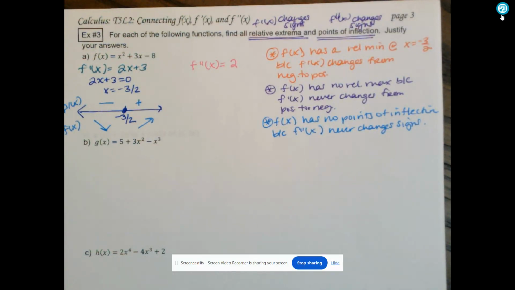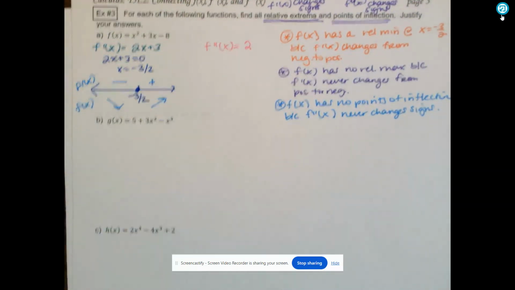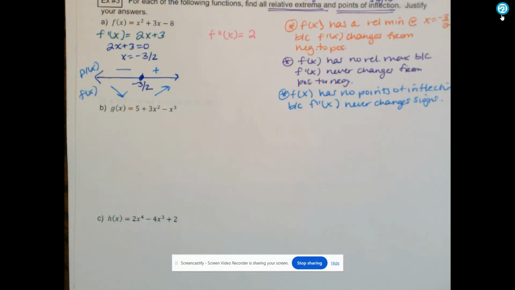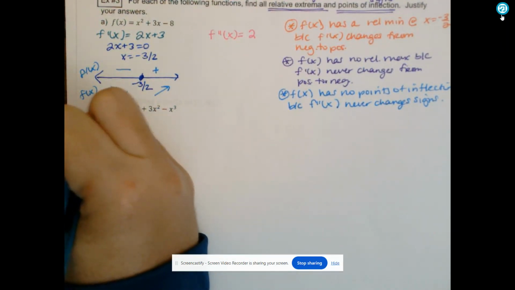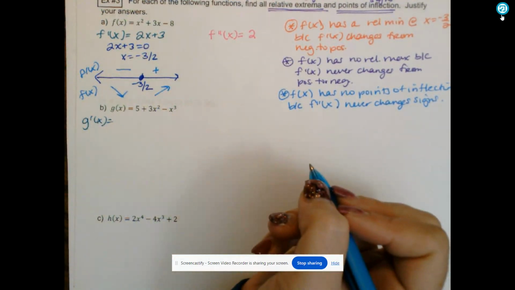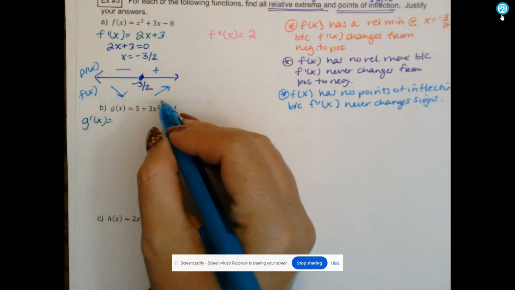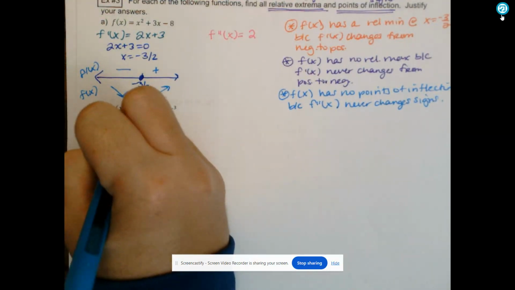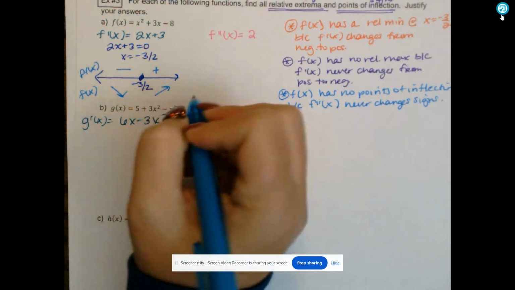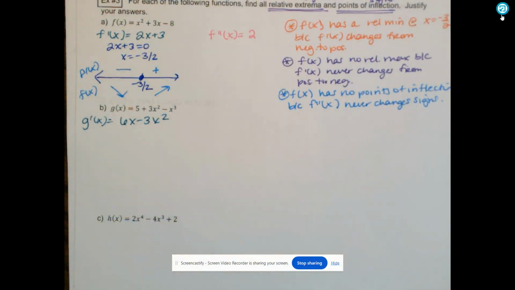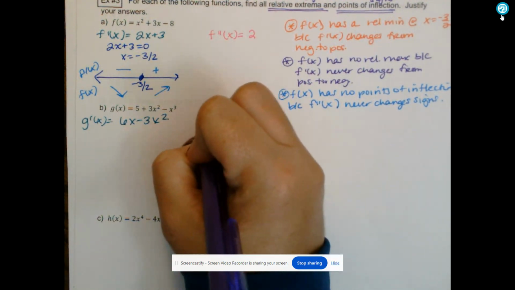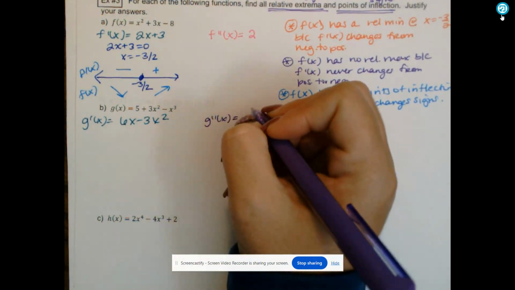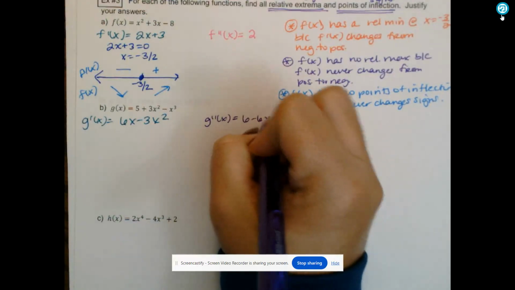All right, so let's look at letter B. Okay, so let's take the first derivative. So first derivative is going to give me 6x minus 3x squared. And then I'm going to go ahead and jump right over here and do the second derivative real quick. So g double prime of x is going to give me 6 minus 6x.